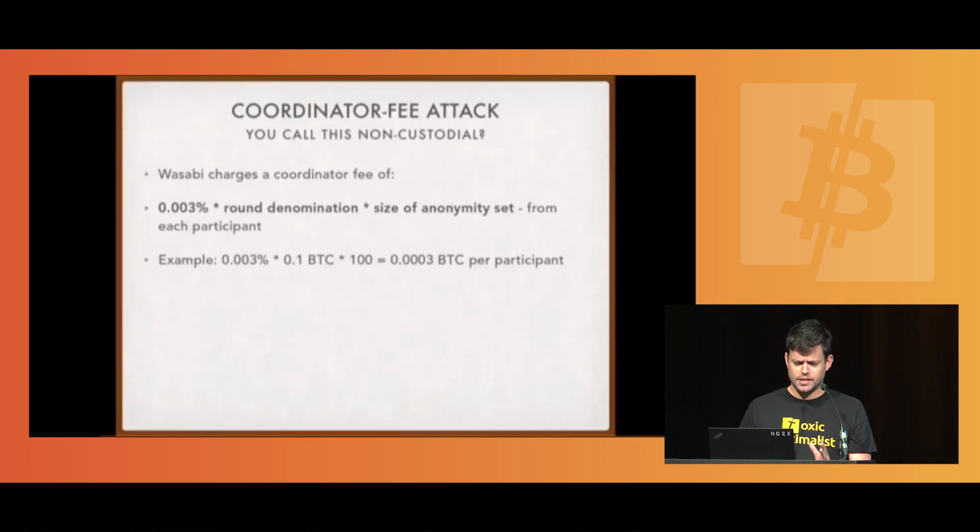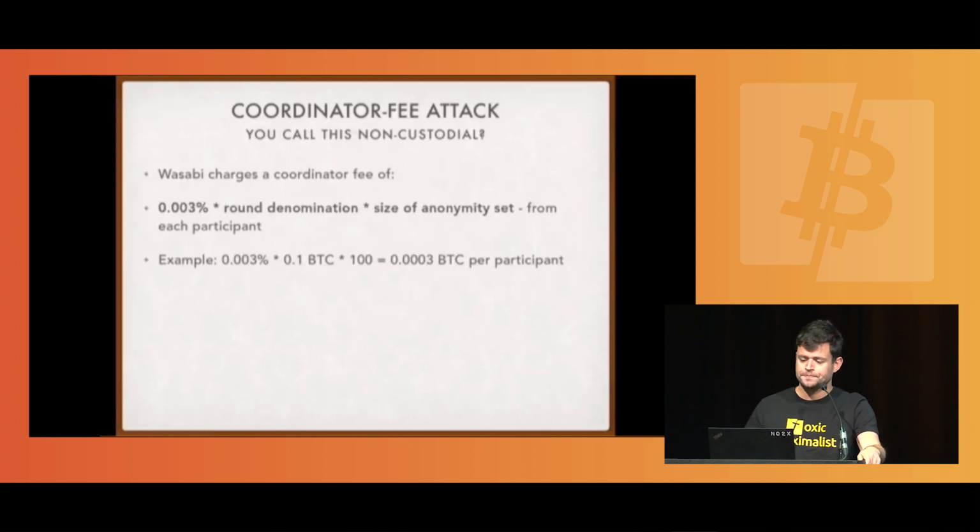So basically, everyone's going to pay a fee of 0.003% multiplied by the round denomination, multiplied by the size of the anonymity set for each participant. So for example, if the round denomination is 0.1 Bitcoins and we have 100 participants in the round, then it's going to be 0.0003 Bitcoin per participant.